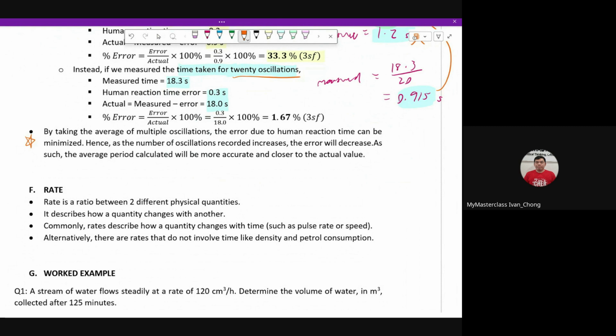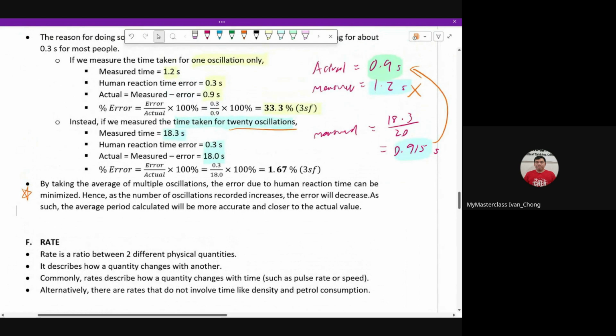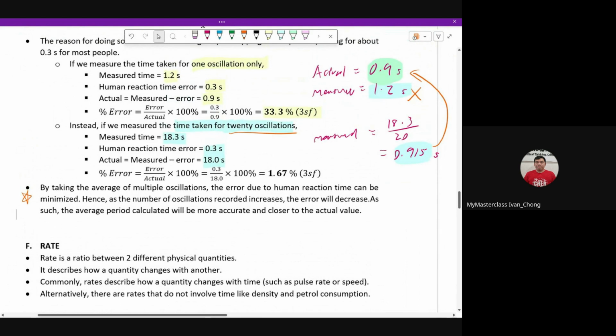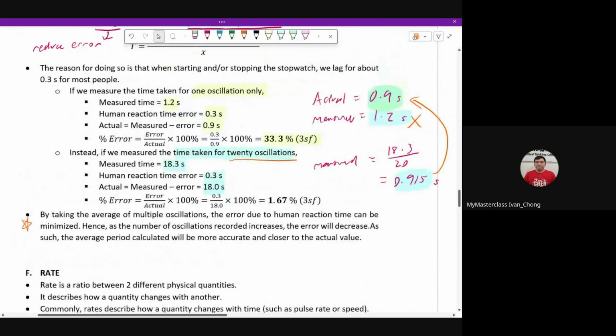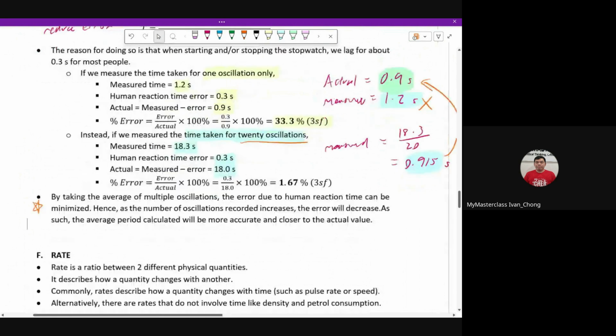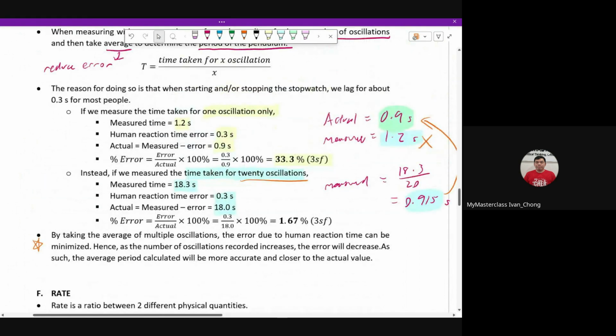By taking the average of multiple oscillations, I can reduce or minimize the human reaction time error. As the number of oscillations increases, the error will decrease. So the more you pick, the closer the value is. Even if you want even more accurate results, you can do 30 oscillations, 40, 50, even 100 oscillations. If you calculate it properly, you will notice that your values will be very close. Therefore, you'll be more accurate compared to if you only take a small number of oscillations.